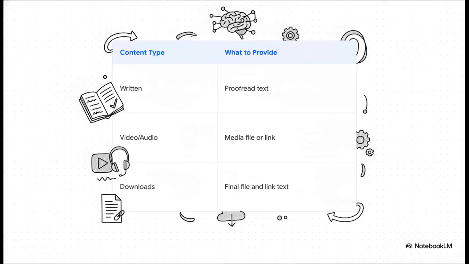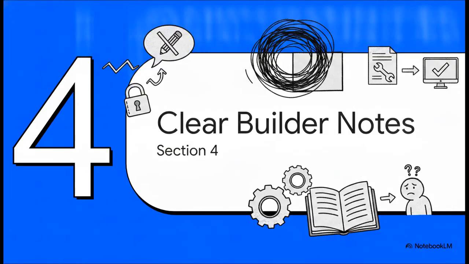Keep in mind too, a single topic can absolutely hold more than one of these media types as long as they support the exact same learning purpose, like, say, a short video followed by a quick text summary. Which brings us to Section 4, Writing Clear Builder Notes.